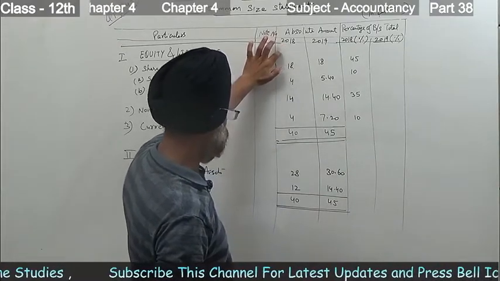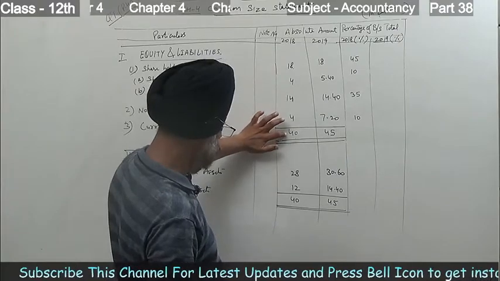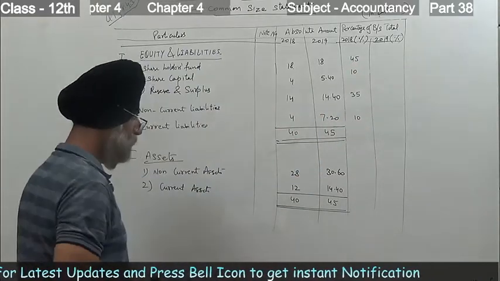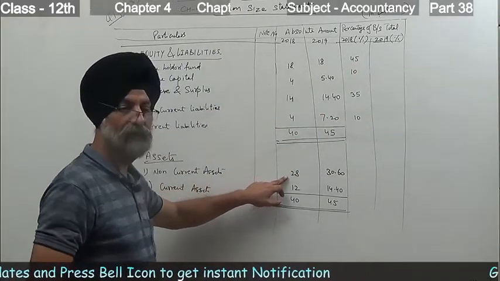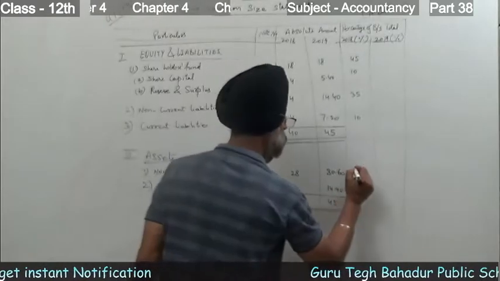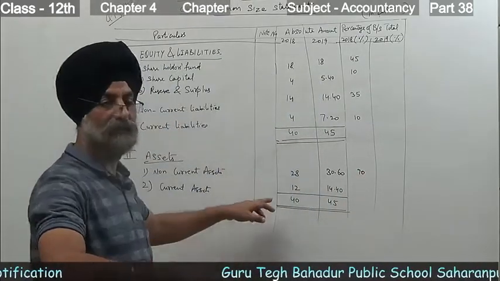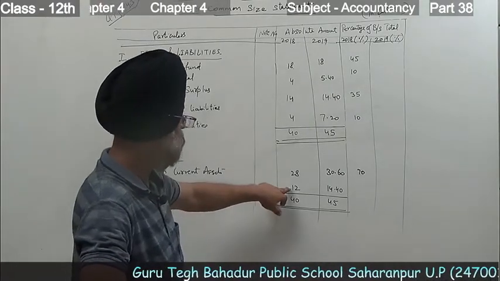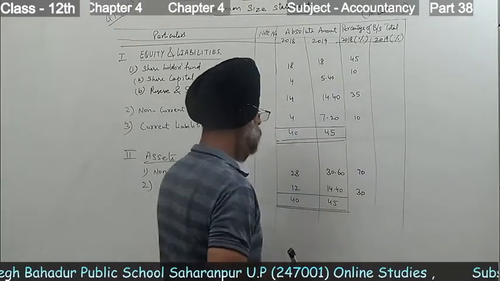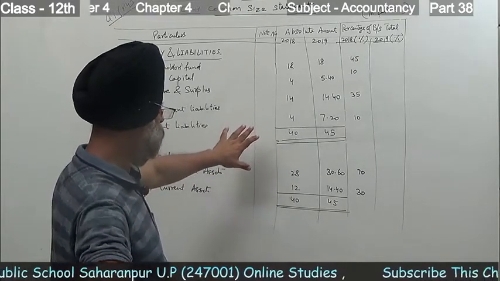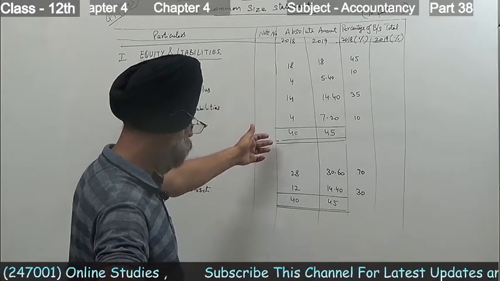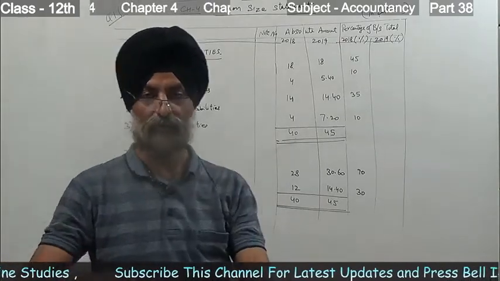In 2018, for every head we have to take the total of the balance sheet as the base, and find the percentage of each head in this way. So about the asset side, this is 28 by 40 lakh into 100, it is 70%. And about the current assets, it is 12 by 40 into 100, this is 30%. In this way, we found the percentage of each head and subhead of 2018 by taking the base as the total of the balance sheet. Now come to 2019.